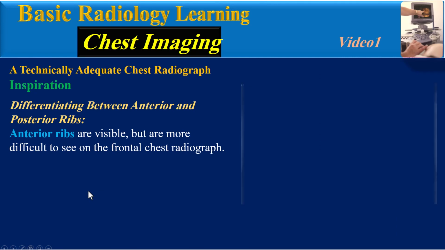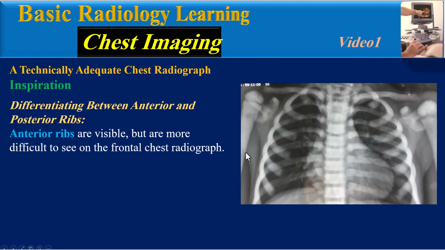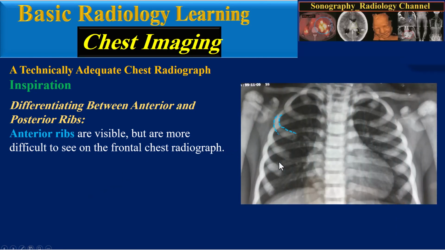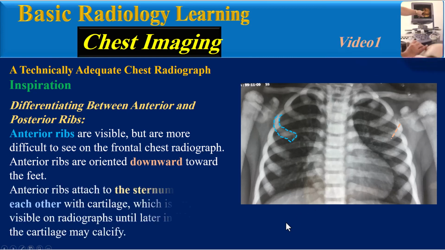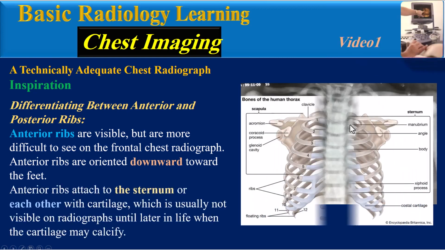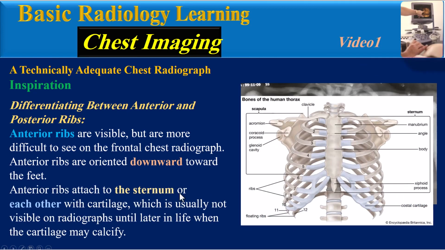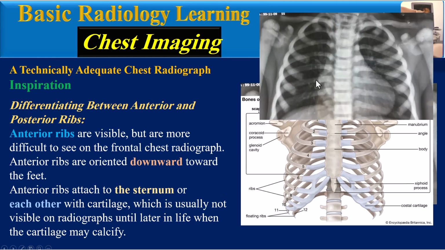Anterior ribs are visible but are more difficult to see on the frontal chest radiograph. Anterior ribs are oriented downward toward the feet. Anterior ribs attach to the sternum or to each other with cartilage, which is usually not visible on radiographs until later in life when cartilage may calcify.